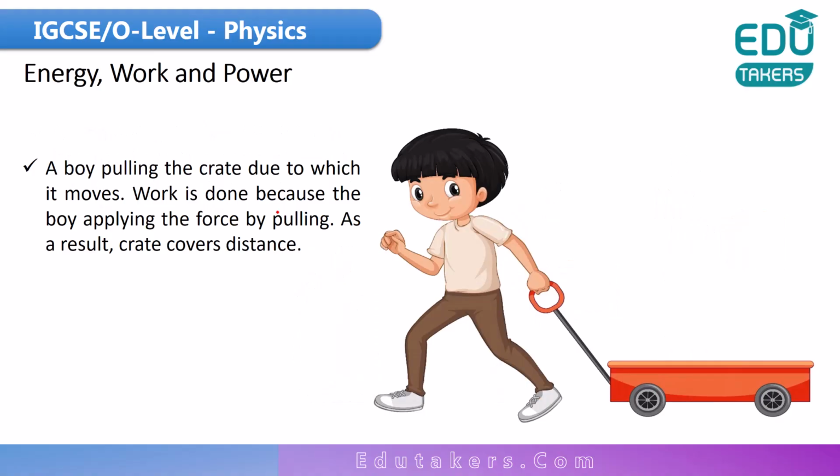There is a boy that is pulling the crate. As the boy is pulling the crate, actually he is applying a force. When he applies the force, the crate also covers some distance. So in this case, the work is the product of the force and distance. It means that some amount of work is done here because the boy is pulling the crate and the crate is also moving. It's given here the boy pulling the crate due to which it moves. Work is done because the boy is applying the force by pulling. As a result, the crate covers a distance. So in this case, when the boy is pulling the crate, the work is done.